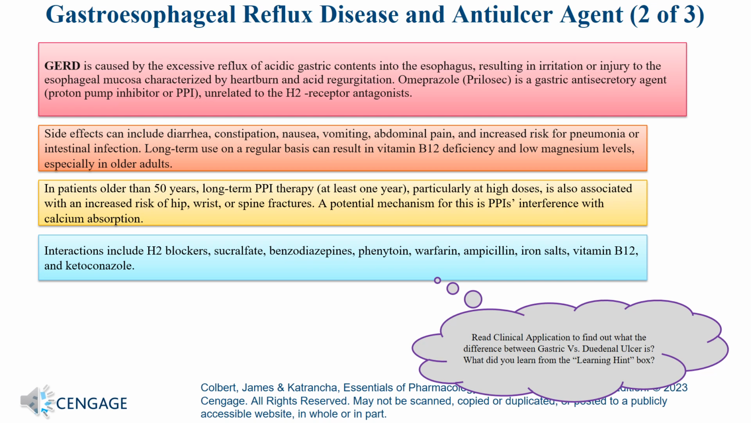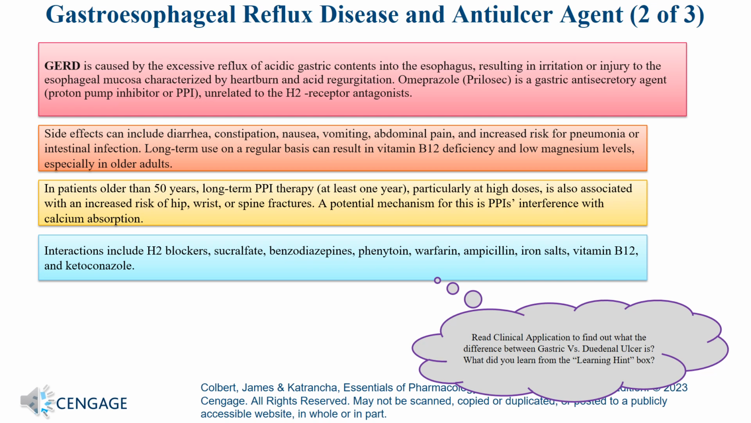Gastroesophageal reflux disease, shortened to GERD, is caused by the excessive reflux of gastric acid contents into the esophagus, resulting in irritation or injury to the esophageal mucosa, characterized by heartburn and acid regurgitation. Prilosec is a gastric anti-secretory agent, which is considered a PPI, or proton pump inhibitor, and it is unrelated to your H2 receptor antagonists. Look at your side effects. Look at everything that can happen.